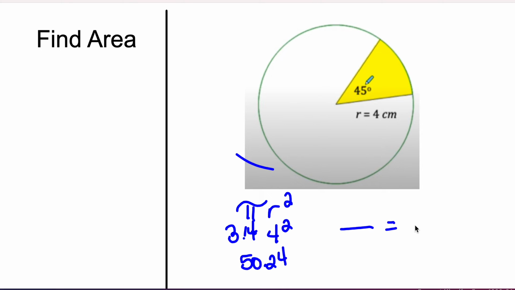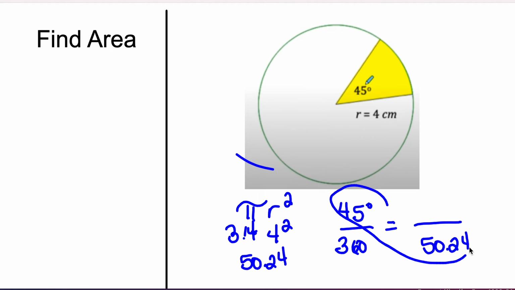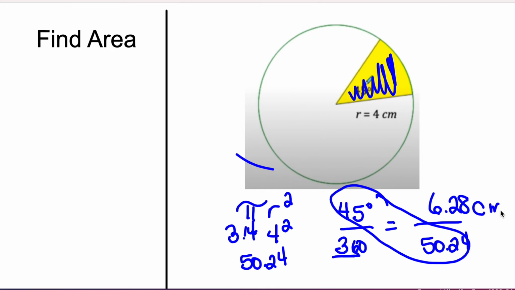Now let's set up the proportion. We know the 45 degrees over the 360. We know the area is 50.24. So go ahead, take a moment, hit pause, and solve that. All right, so you come back, and this time you cross these two and divide by 360, and you end up with 6.28. Now remember again, we're looking for the area here, so it's centimeters squared.